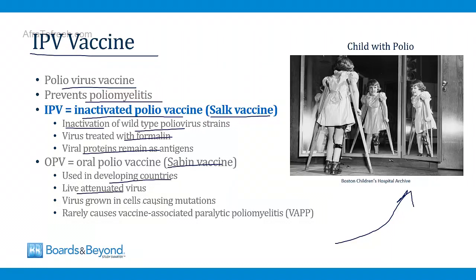The virus is grown in cells that cause it to have mutations so that it is not as infectious as the wild-type virus. This version of the vaccine is easier to administer because children just drink it. However, it rarely causes vaccine-associated paralytic poliomyelitis, or VAP, which is a version of polio. It's uncommon, but it can happen with this vaccine. So in the US, we always use the injectable IPV, but in developing countries where it's hard to get people vaccinated, they will go out and have children drink the OPV so that they have protection against polio.